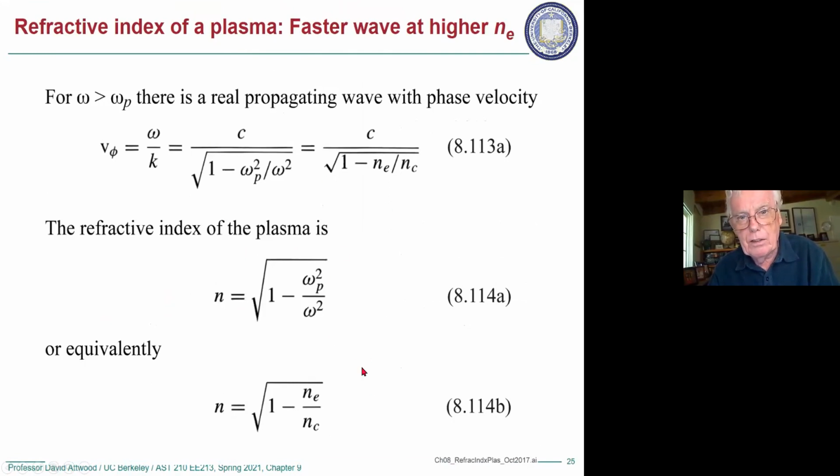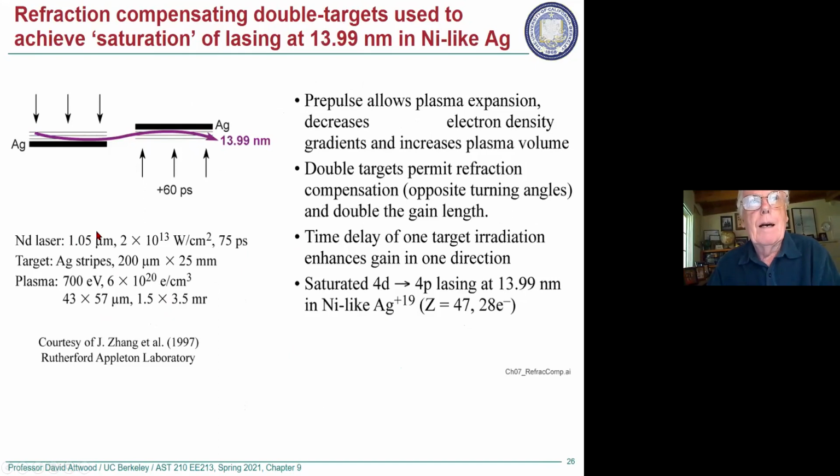We know about refractive index in a plasma, but in order to get a longer length and therefore more gain, people in the UK at the Rutherford lab started using the refraction with a split target, okay? And so with a delay of a little bit, 60 picoseconds it says here, they produced saturated lasing at 13.99 nanometers in silver. And so that was also a really exciting thing.